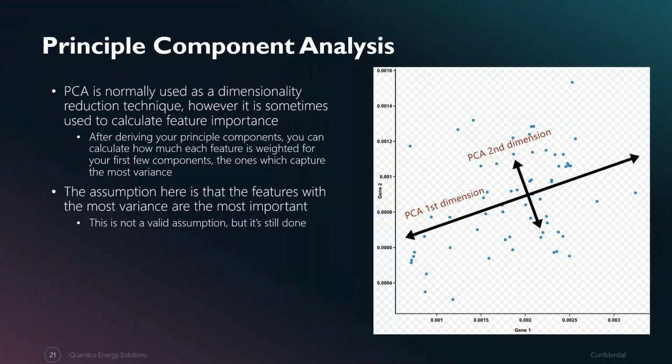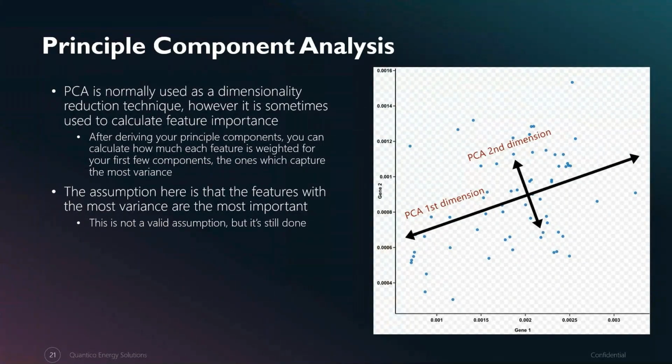What they'll do is they'll ask, hey, how much does each feature weigh into the first, second, and maybe third component in a PCA algorithm output? What this means is how important is a variable in determining the variance that's captured in the data set. So while that might be a good way to start, there is a big assumption here.